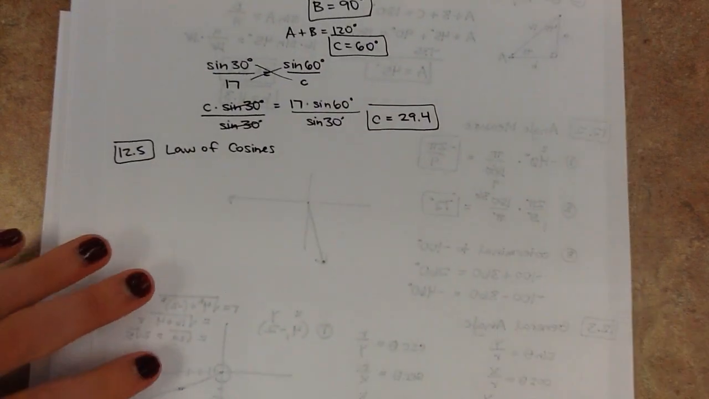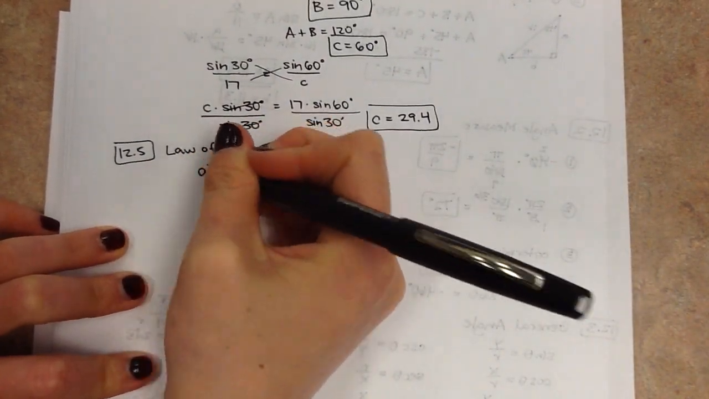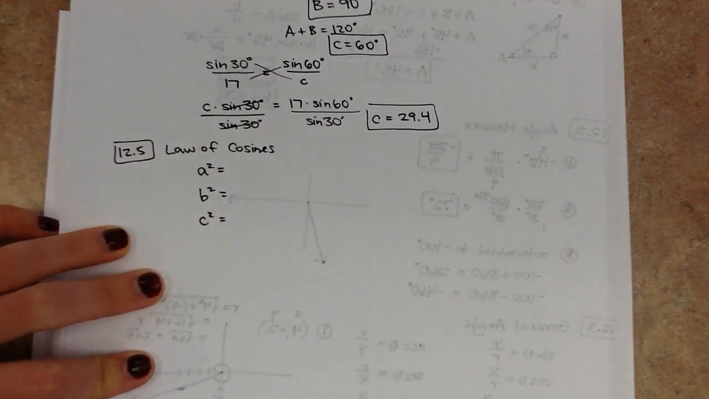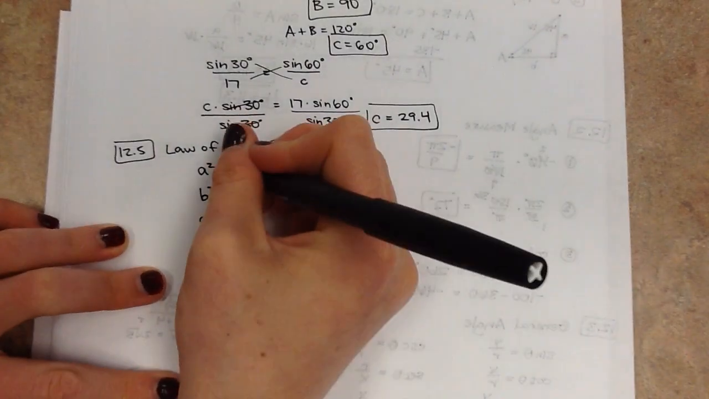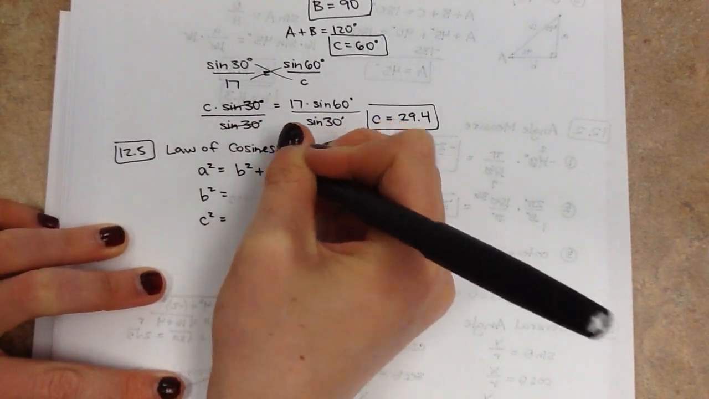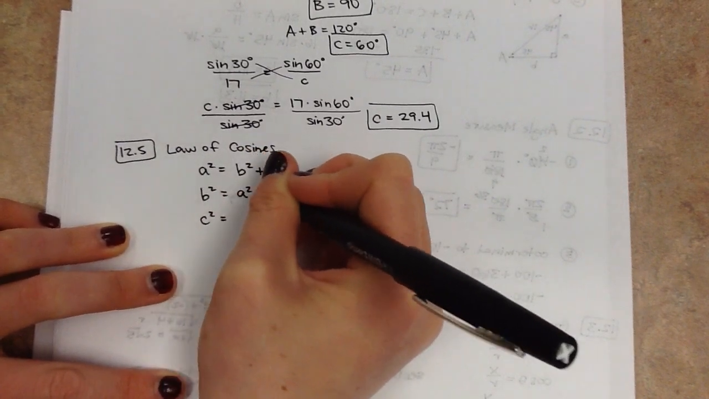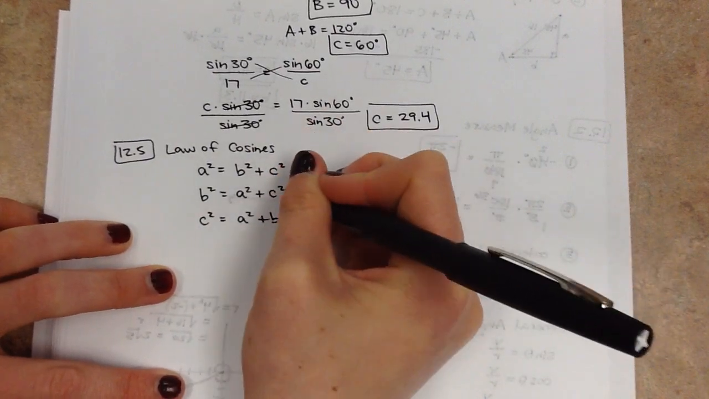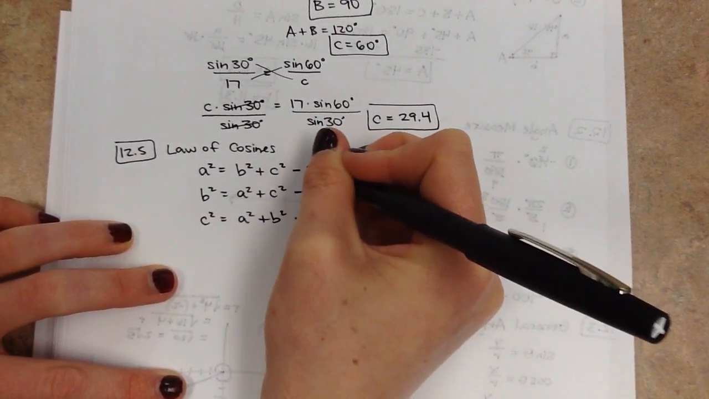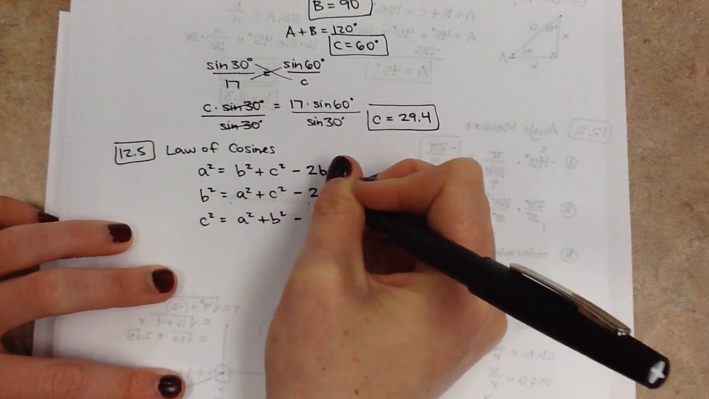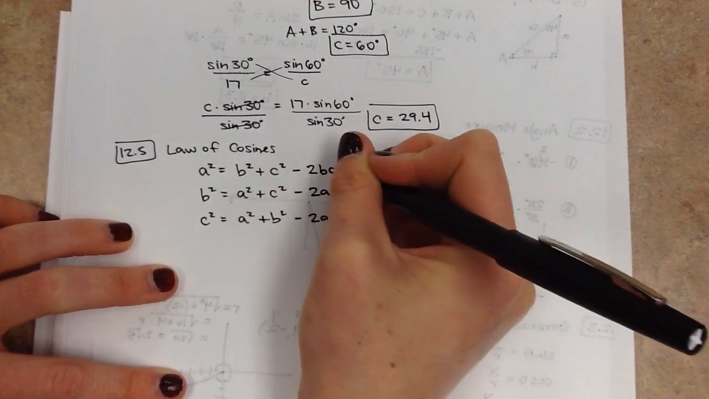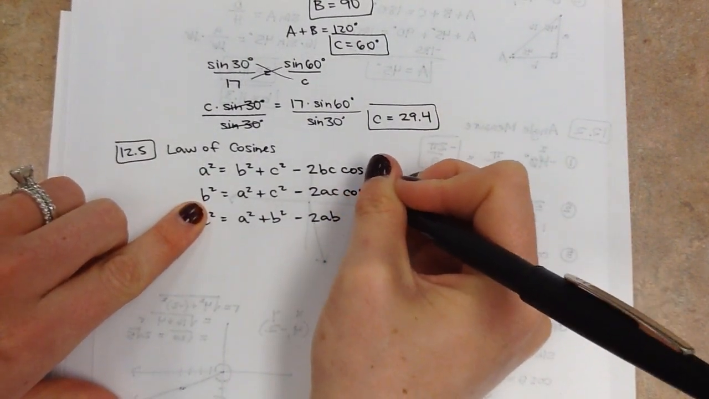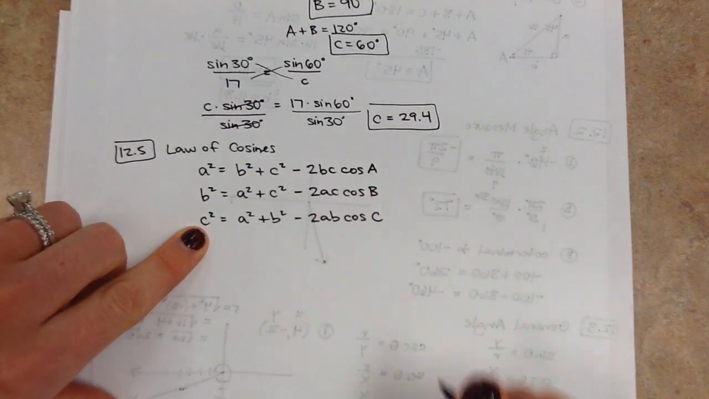Okay, so first of all, you need to know these formulas. So all of them start off with a squared term, like this. Then the next part of the formula is the other two squared and added together. So this starts with b squared plus c squared. This starts with a squared plus c squared. And this starts with a squared plus b squared. Then in all of them you subtract 2 times the other 2. And then times the cosine of this angle. Okay, so those are your 3 formulas.